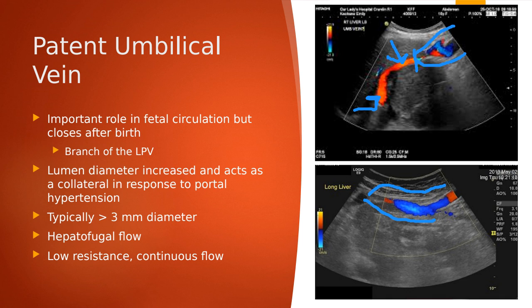Even though the umbilical vein is patent, right? Like there's no clot in it. It's kind of representing like normal venous flow. It's still not normal. It shouldn't be open. It's only open in response to some other pathology happening.